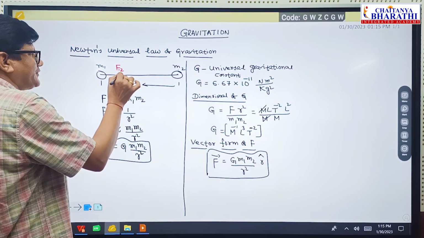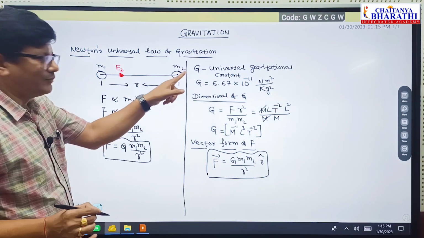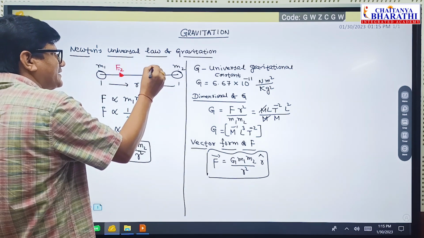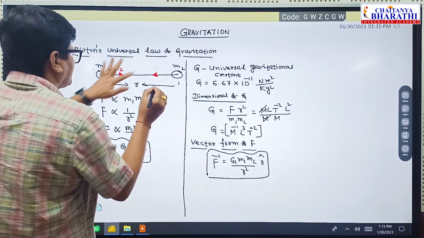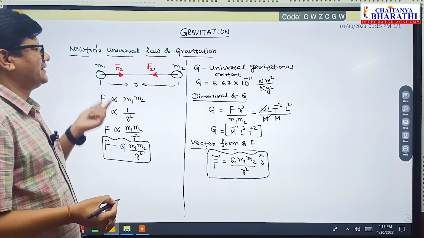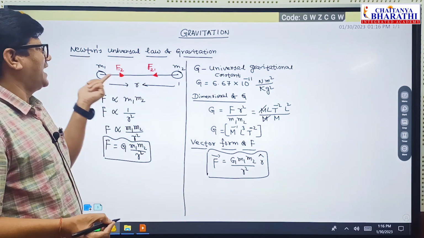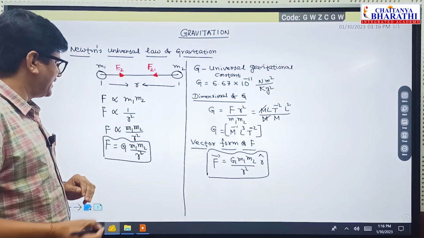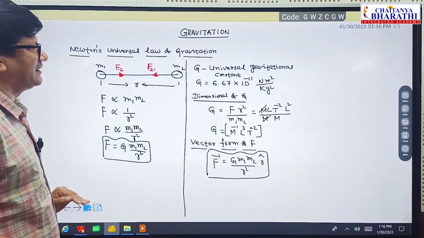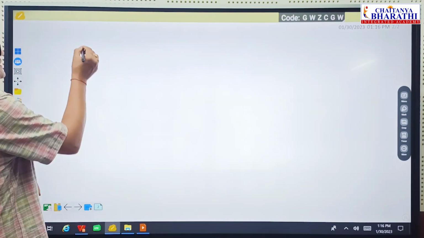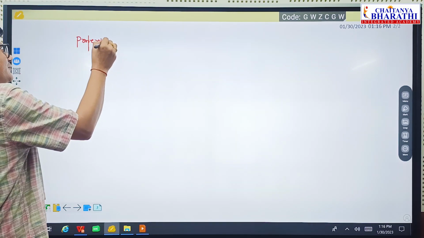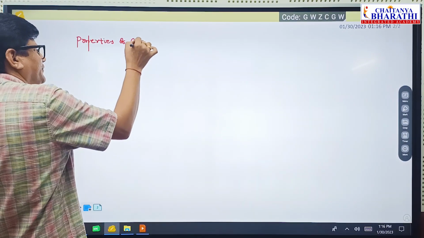So this is an attractive force. M2 is attracted towards M1, and M1 is attracted towards M2 along this direction. That is the force on the second body due to the first, acting in this direction. So these two forces are attractive forces and they are acting in opposite directions. Now let us develop some properties of this gravitational force. What are the properties of the gravitational force? Go to the next sheet, properties of gravitational force.